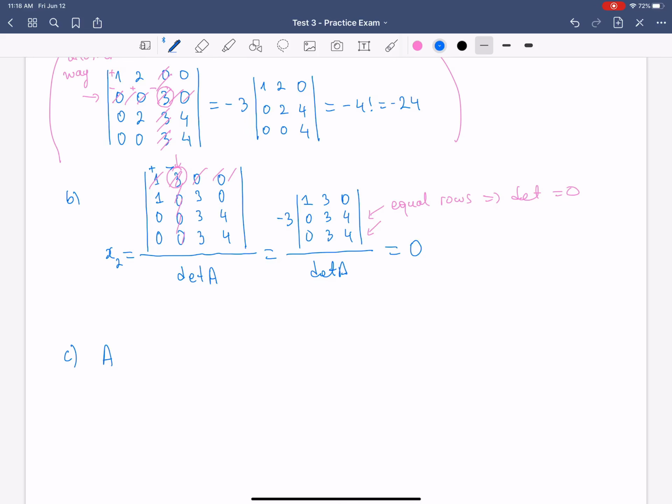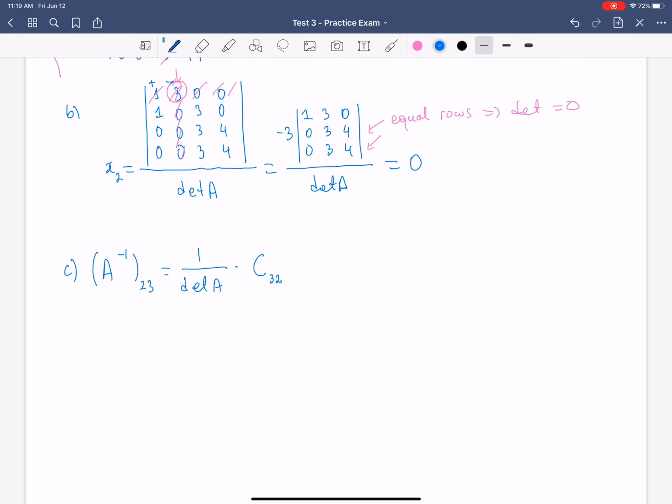So the cofactor formula says A inverse in position 2, 3 is 1 over the determinant of A times the term of the cofactor matrix in position 3, 2. So what I need to find is the cofactor of 3, 2. So what is the cofactor? Now remember that is -1 to the power of 3 plus 2 times the minor that we get from A by removing the third row and the second column.